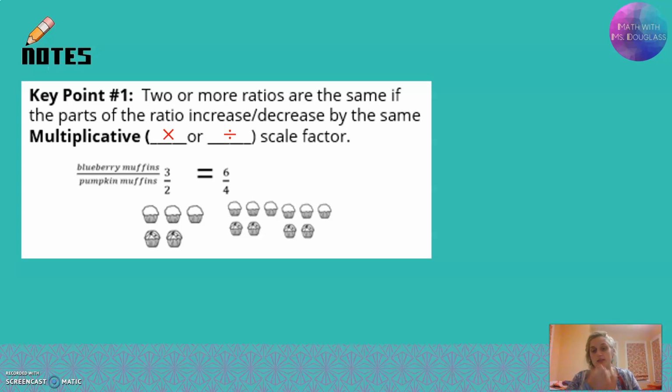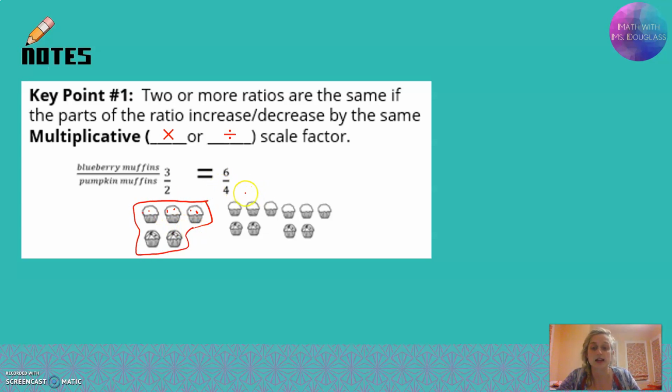So for example, here you can see that I said that 3 halves, or 3 blueberry muffins for every 2 blueberry pumpkin muffins, is the same as 6 blueberry muffins for every 4 pumpkin muffins. And I gave you a picture down here. We can see the 3, I guess we're going to assume these are blueberries, or red berries. 3 blueberries for every 2 pumpkin.